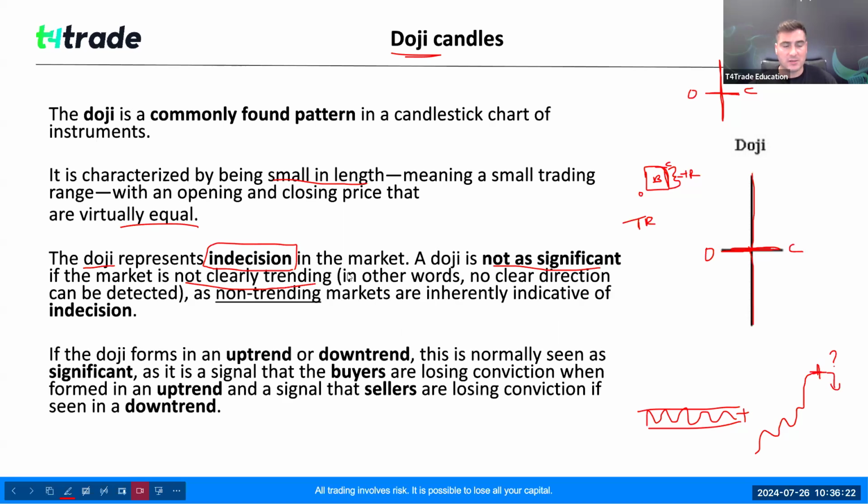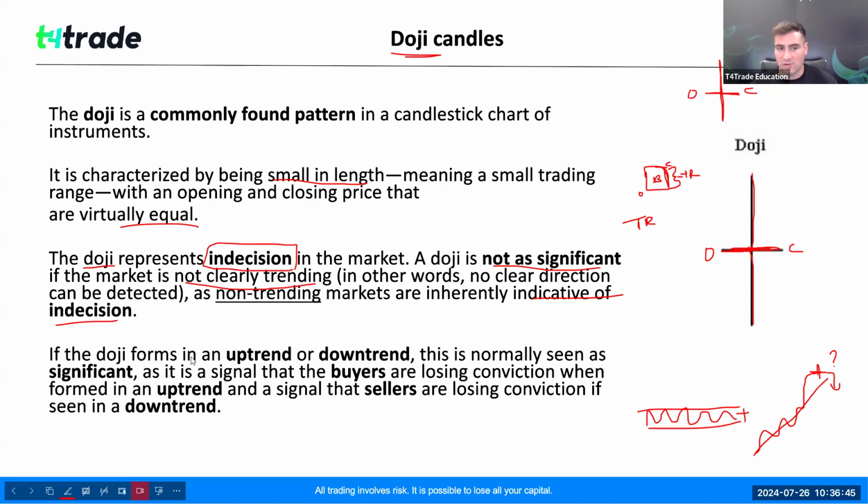So if it's not significant, if the market is closed, is not clearly trending, in other words, no clear direction can be detected, okay, non-trading markets are inherently indicative of indecision. So indecision on top of indecision. Okay, fair enough. Who gives a damn about this? Nobody. So this is insignificant.